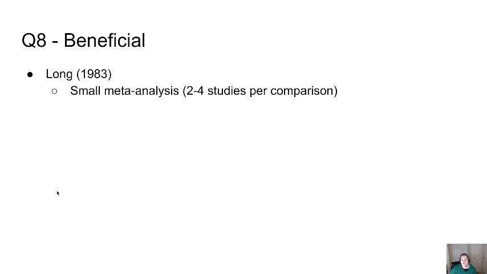So Long, 1983, Michael Long, did a small meta-analysis. A meta-analysis is when you look at other people's analyses and compare across them, right? It's kind of like if I took 10 people's studies and I said, well, looking at all 10 of these, this is the take-home point, even though 2 of them said something different, okay? A meta-analysis is analysis of someone else's analyses. Meta is like a level above.